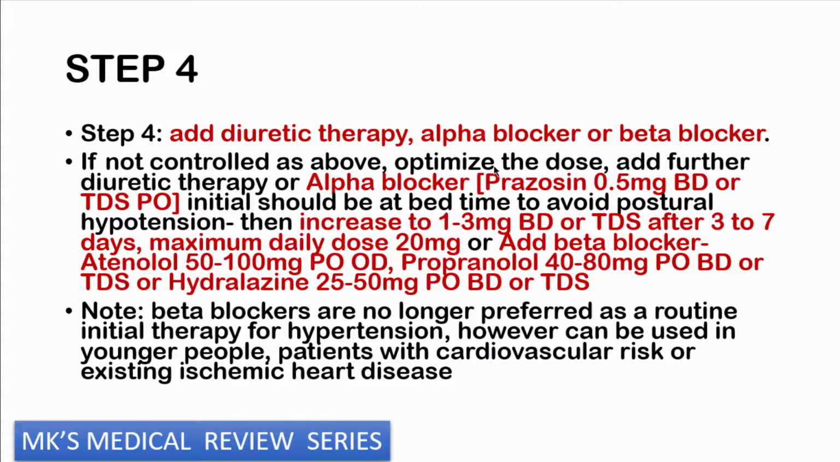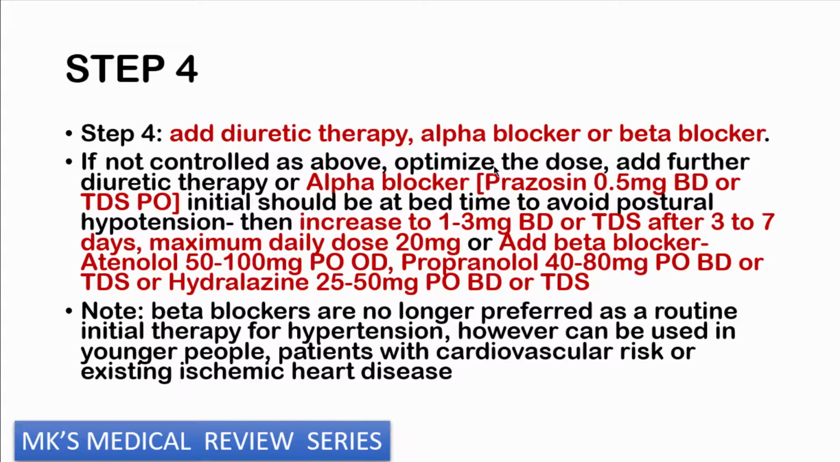So you may give them alpha blockers, prazosin 0.5 milligrams twice a day or 3 times a day initially at bedtime, because it may cause postural hypotension. Then, of course, you can increase this by 1 to 3 milligrams twice a day or 3 times a day after 3 to 7 days, with a maximum dose of 20 milligrams. Or you can add a beta blocker, atenolol 50 to 100 milligrams once a day, or propranolol 40 to 80 milligrams twice a day or 3 times a day, or hydralazine 25 to 50 milligrams. Hydralazine especially drops the BP very fast.